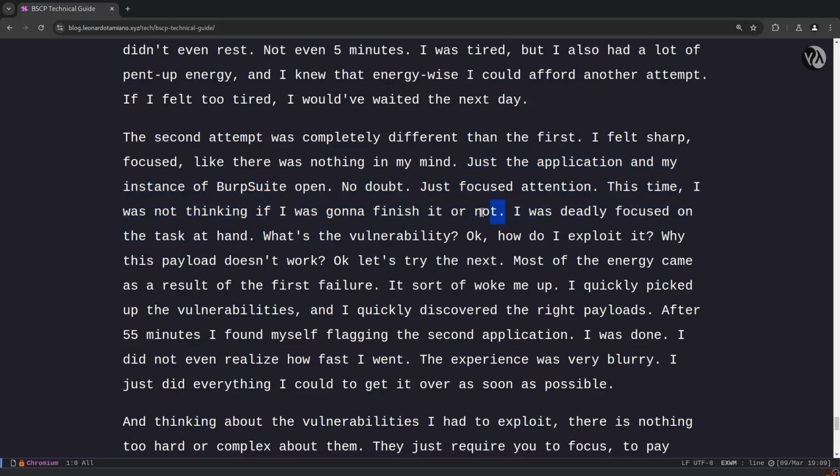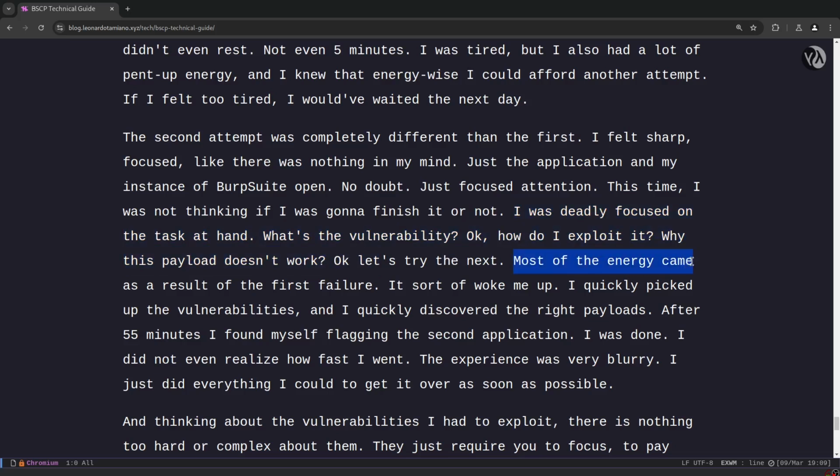Probably because I didn't have the energy to be worried at that point. I just wanted to get it over with, you know? So I was deadly focused on the task. What's the vulnerability? Okay, how do I exploit it? Why doesn't this payload work? Okay, let's try the next. And essentially, I did this in a row.